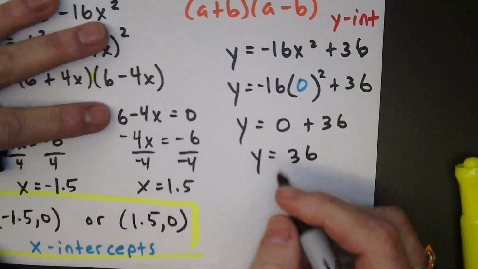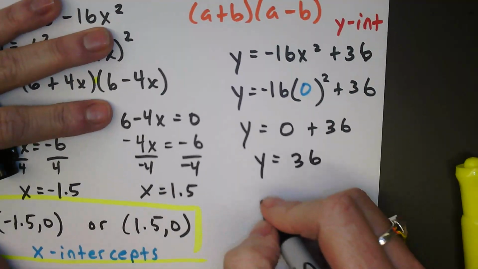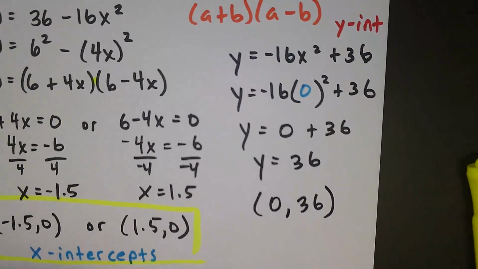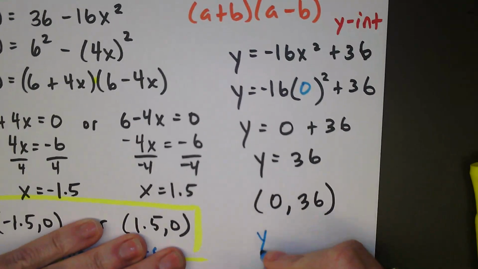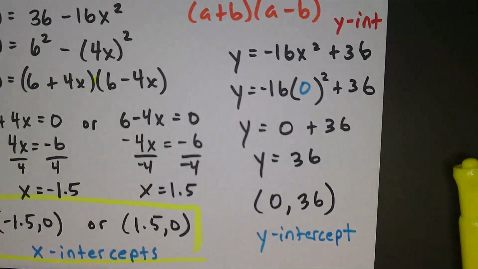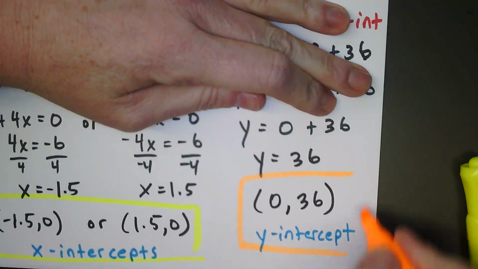A lot of people like to write them as coordinates because intercepts are coordinates. The x value is 0. The y value is 36. That is a y-intercept. And that's your final answer. I'll put the yellow highlighter around it. Maybe I'll do the orange for a different color. And we got them both.